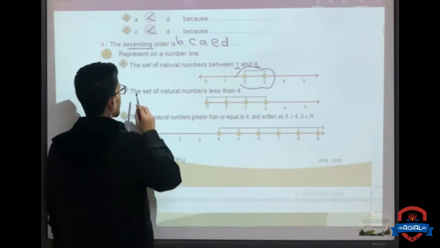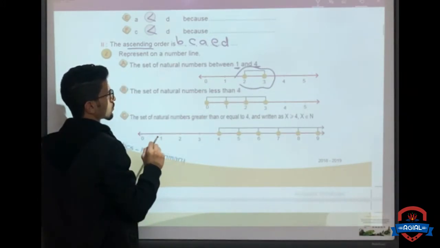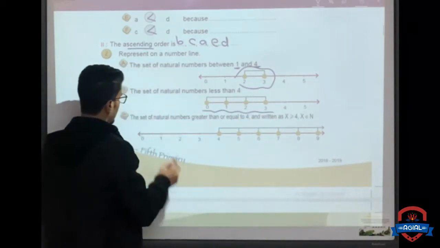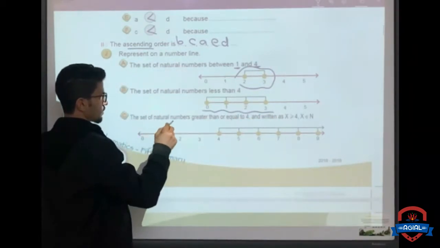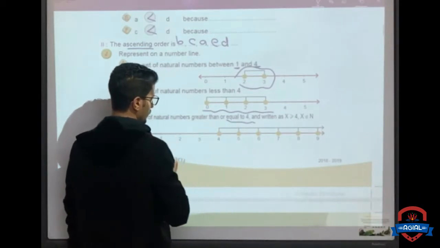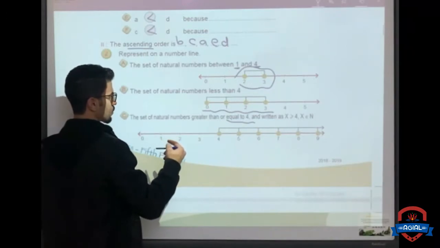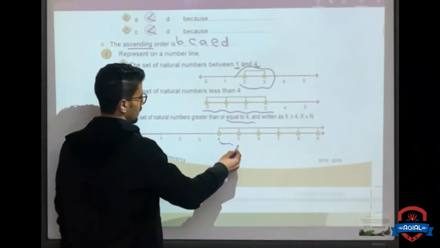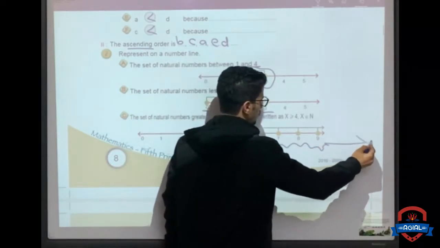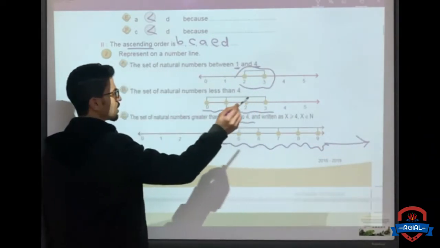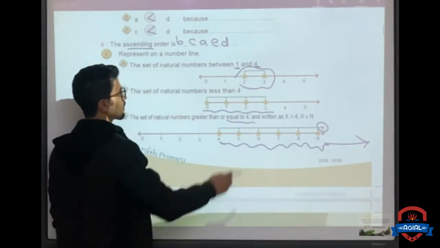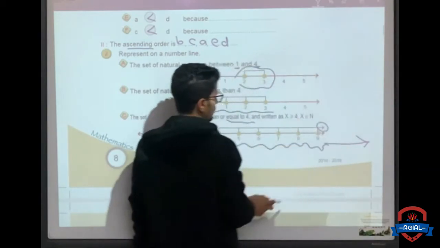The set of natural numbers less than 4, we have 0, 1, 2, and 3. And the set of natural numbers greater than or equal to 4, so we take number 4 with us. We have 4, 5, 6, 7, 8, 9, and so on. So we have to complete the numbers by drawing this. Okay, so let's look at the exercise.